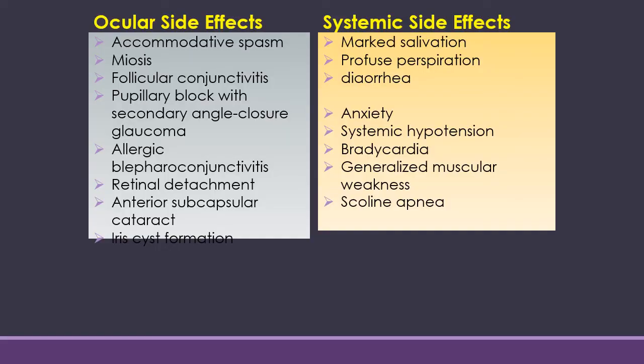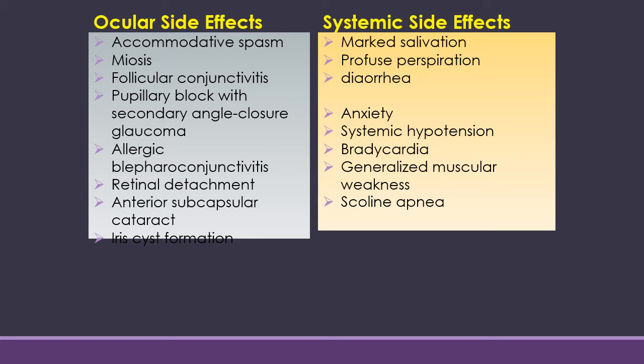In side effects, there are various ocular side effects like accommodative spasm, then miosis, that is constriction of the pupil, then follicular conjunctivitis, allergy, then pupillary block in case of secondary angle closure glaucoma, then allergic blepharoconjunctivitis. Also, rarely it may cause retinal detachment, anterior capsular cataract, and iris cyst formation. Systemic side effects are marked salivation, profuse perspiration, and diarrhea. Also, other side effects like anxiety, systemic hypertension, bradycardia, muscular weakness, and scoline apnea.